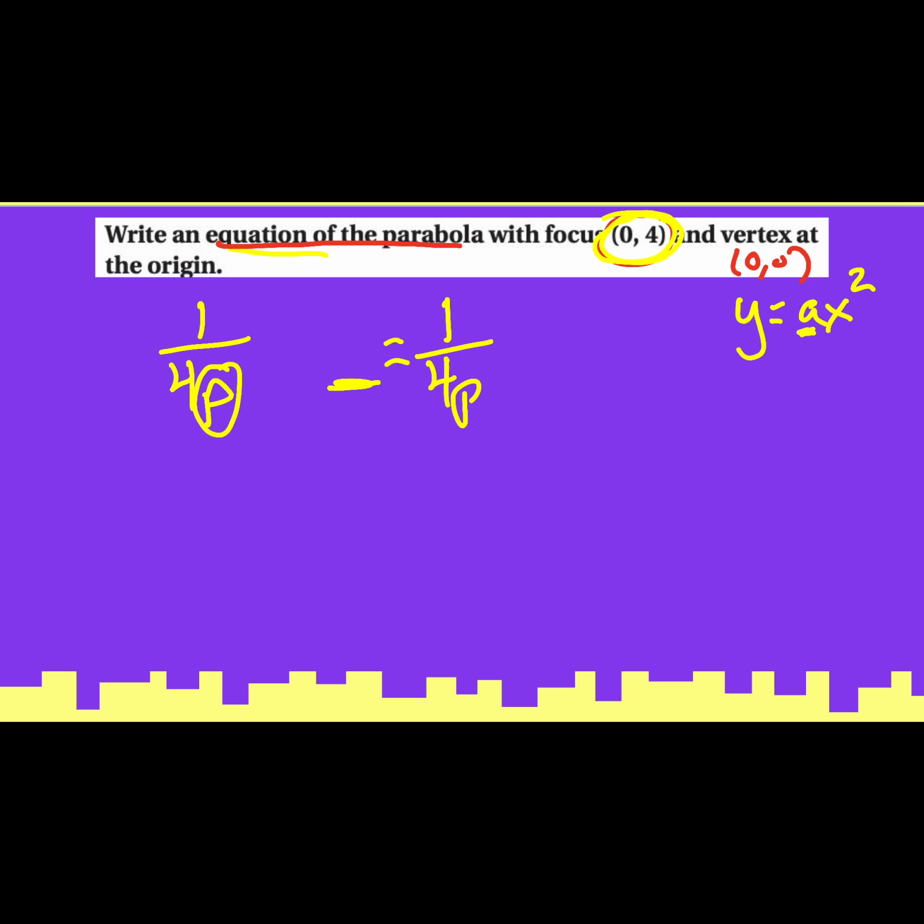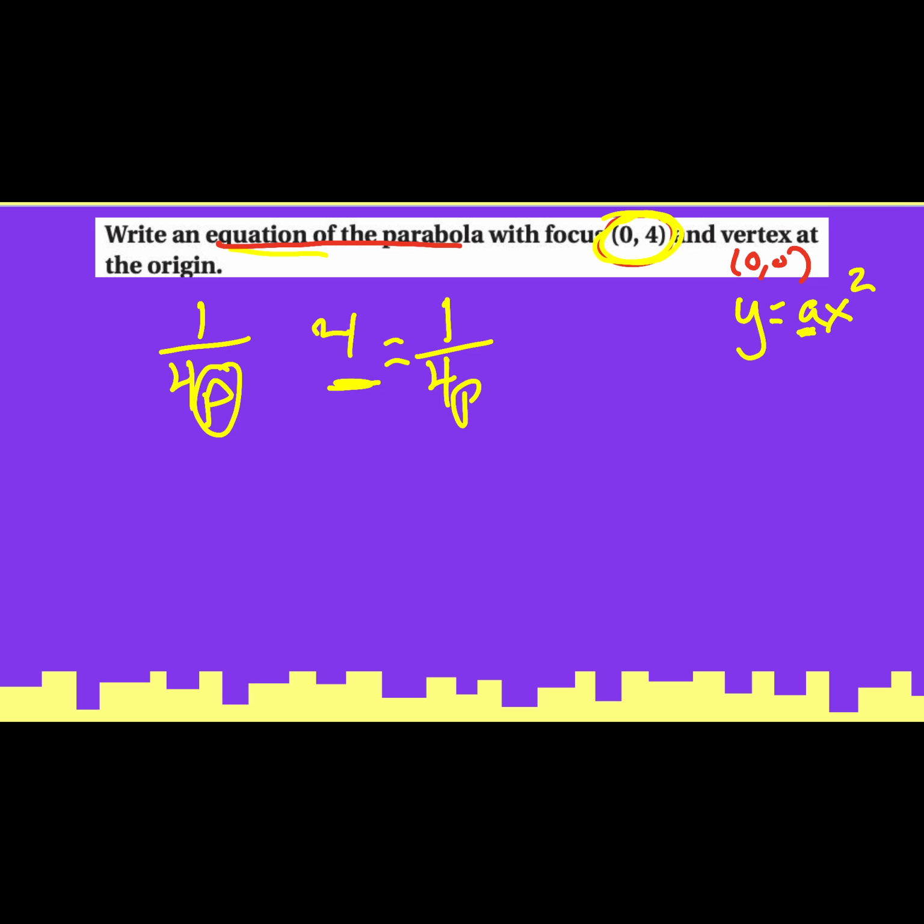What do we think? What can we set it equal to? They already give us the focus this time, and we need to find our p-value. So of that point in our focus, (0, 4), what can we set our equation equal to? What do you think? Not sure? We have two numbers, 0 and 4. We would set it equal to 4.